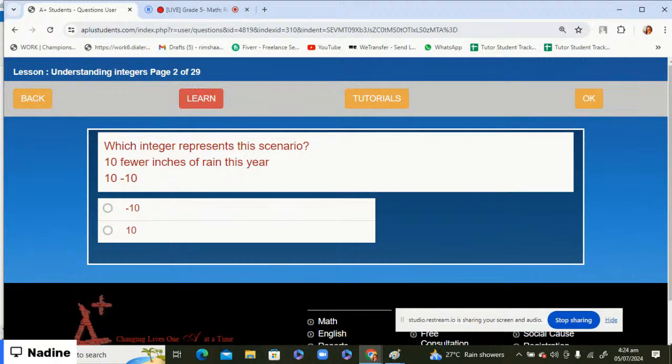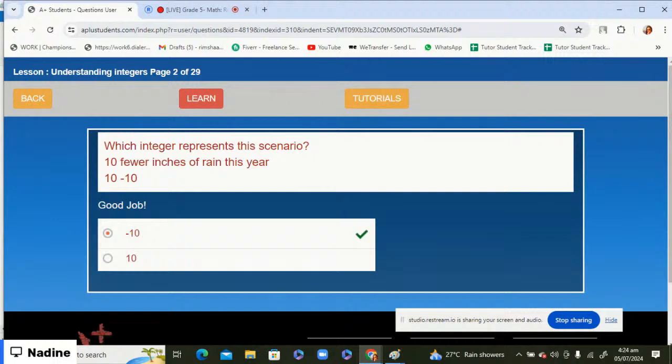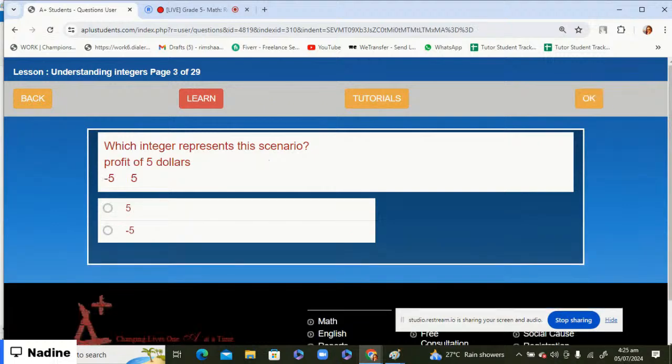which integer represents this scenario? 10 fewer inches of rain this year. Now here it is again fewer, it means that something is few, something is decreased, something less. So we can say that it's positive 10 or negative 10. It's negative 10. Okay, which integer represents this scenario? Profit of $5. Now look at here, if there is some profit, your dollars are increasing, so it means that it's a positive integer again.